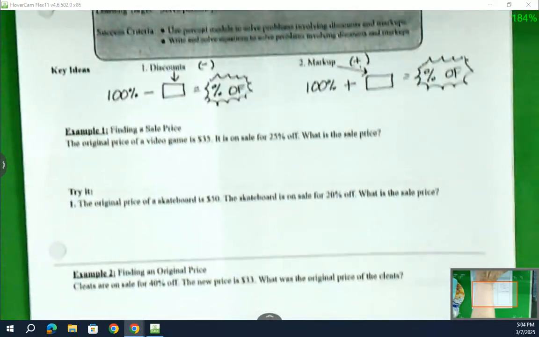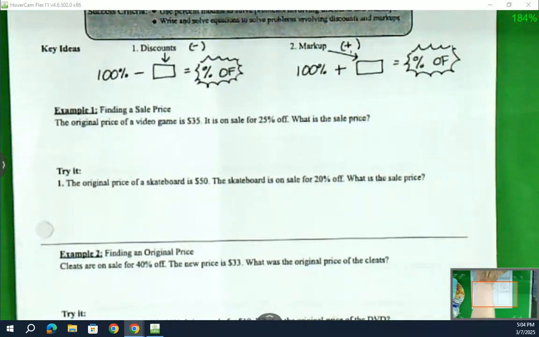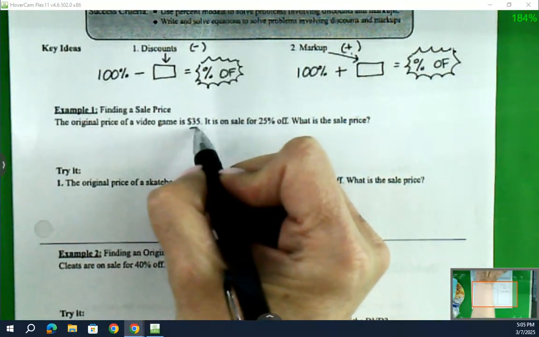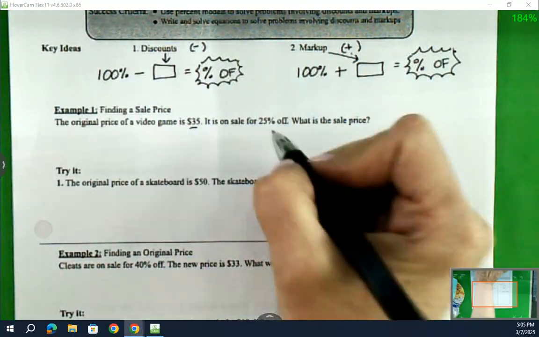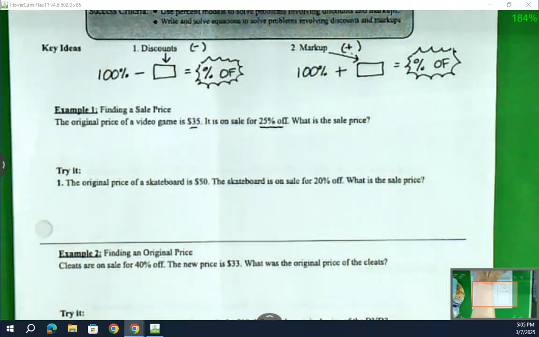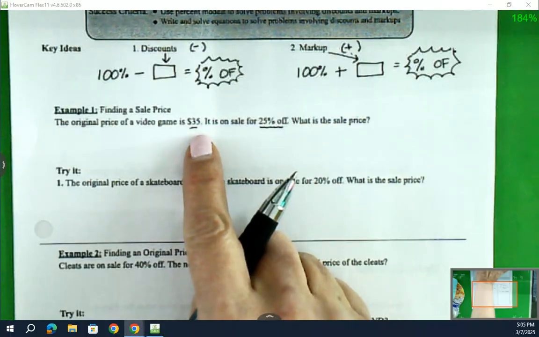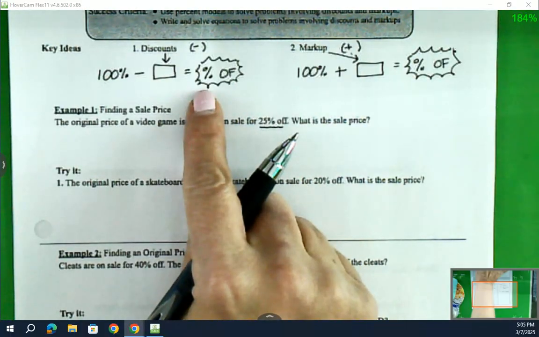Looking at example number 1, it says finding the sale price. The original price of a video game is $35. It is on sale for 25% off. What is the sale price? So we could calculate 25% of the 35 to get our discount amount. So let's do the 2 steps and then I'll explain this again.